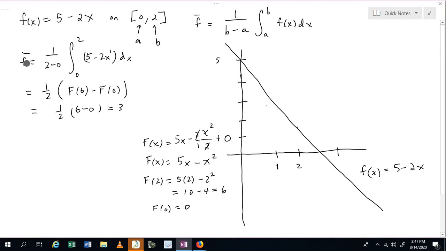And so that's the average value of this function on the closed interval from 0 to 2. By the way, we denote the average value of a function by putting the bar on top. So this stands for the average value of f on the closed interval from 0 to 2, and it turns out to be 3 in this case, which is right here.